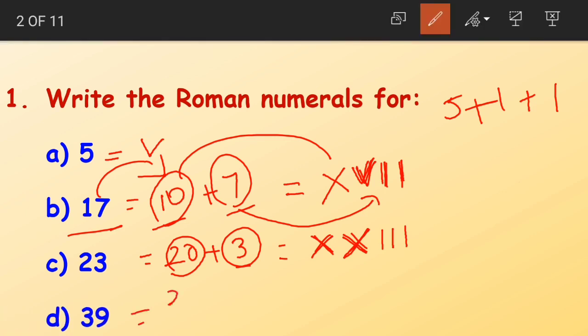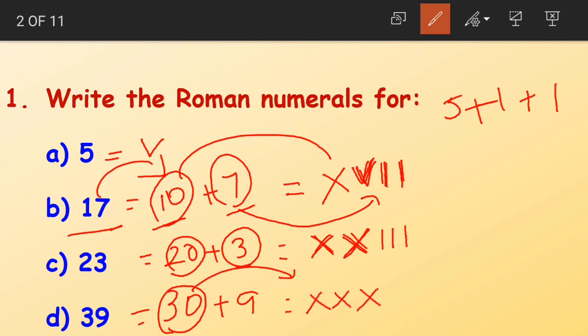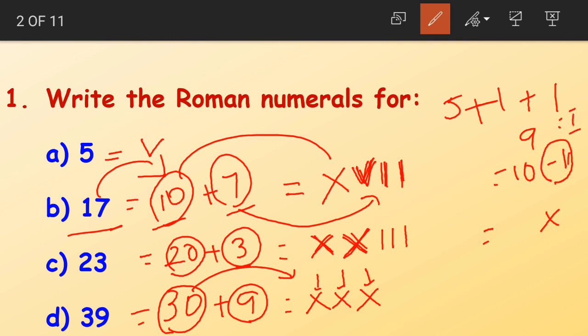The last one is 39. Again how do we write it? First write the expanded form, 30 plus 9. How do we write 30? We use 3 X's. X plus X plus X is 10 plus 10 plus 10, 30. Then we have 9. How do we write 9, children? See, 9 can be written as 10 minus 1. When we have to subtract, 1 is equals to I in Roman symbols, right children? 1 is equals to I.